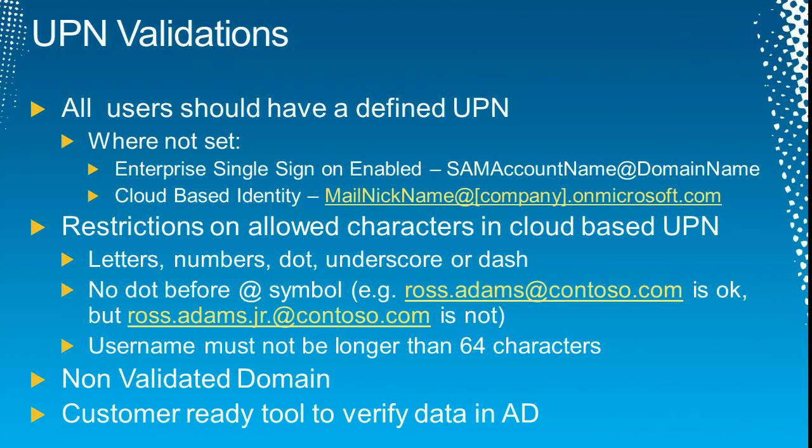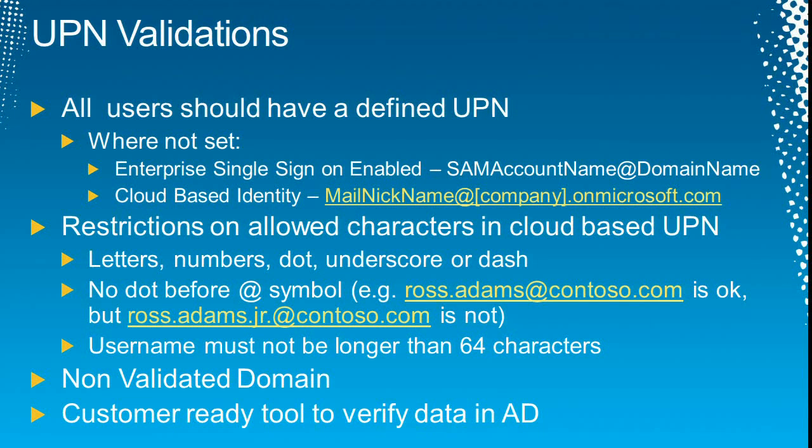Okay. For cloud-based identities, if you don't have a UPN defined, we're going to call them mail nickname at whatever your company is, .onmicrosoft.com. And this .onmicrosoft.com is this trial domain that we give you. So if you've signed up for the beta, you would have got something.onmicrosoft.com. All right. So we do some slightly different things depending on what type of domain you're running on.